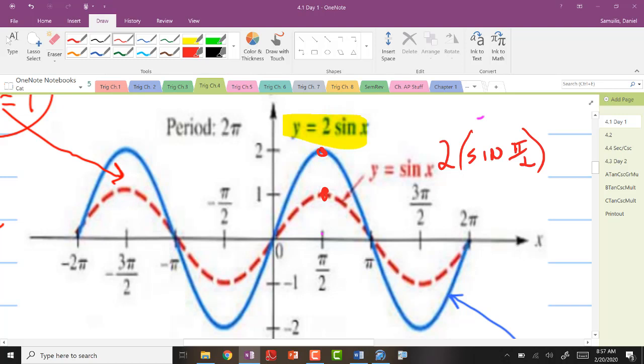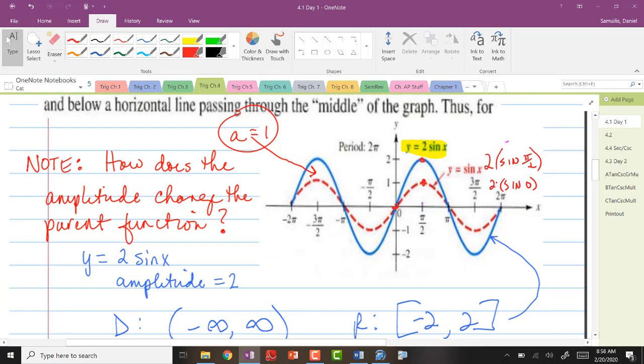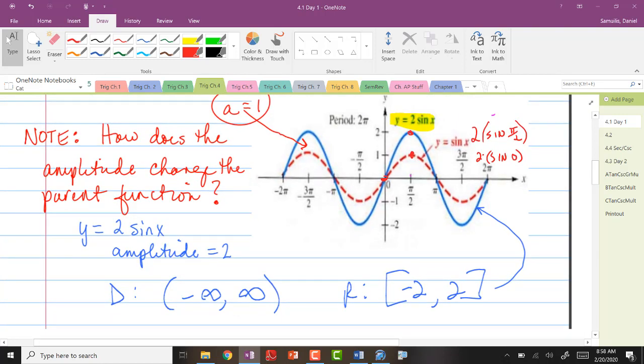But then don't overthink it. What's sine of 0 still? Sine of 0 is still what? 0. What's 0 times 2? Still 0. So this point stays anchored where it's at. Everything else just gets stretched. And that's the simplest thing you could possibly see in this situation as far as order of operations and why does this happen. That is called amplitude. And then maybe you want to make a note and real quick draw that 2 sine x just so you have the idea and understand that the range has changed.